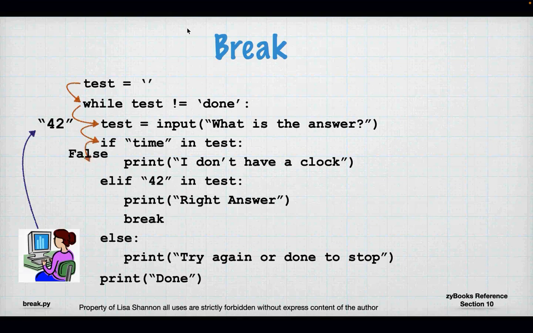So if I put in 42, it's not time, so that's false. I flow down to an elif, which is 42 in test. That's going to be the right answer. And I'm going to break, which means I stop. I go back out to the global scope, and I'm done.